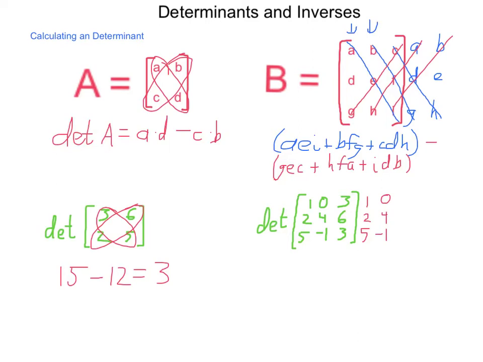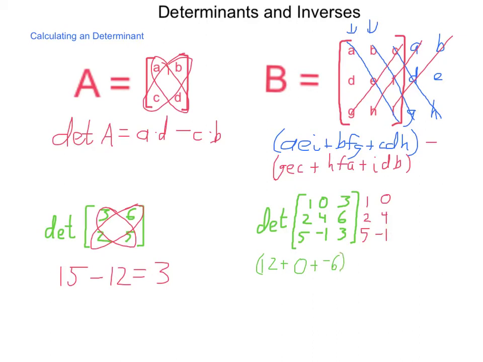So what's 1 times 4 times 3? Well, 1 times 4 is 4, and 4 times 3 is 12. To that I'm going to add my next top-down diagonal, which is 0, 6, and 5. 0 times 6 is 0, times 5 is still 0. And then my third one, what's 3 times 2 times negative 1? 3 times 2 is 6, times negative 1 is a negative 6.